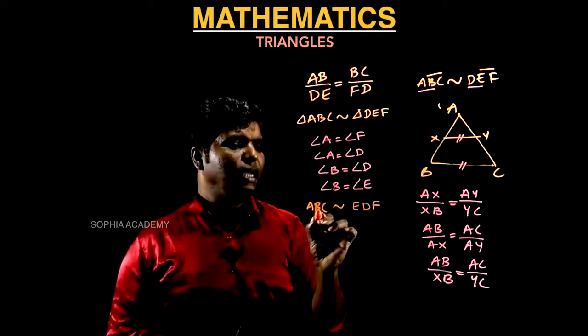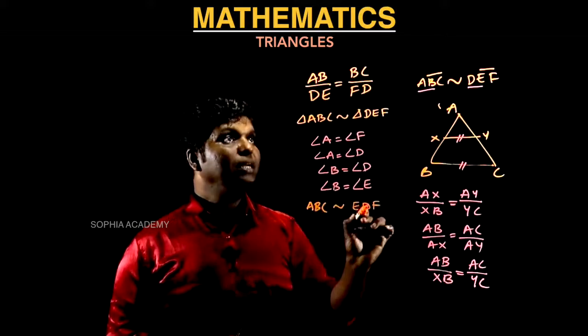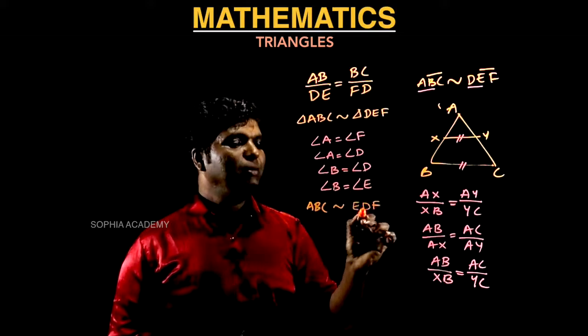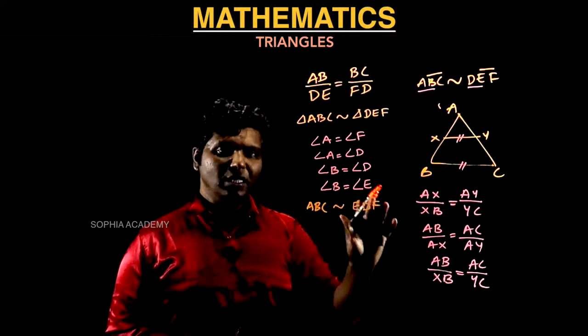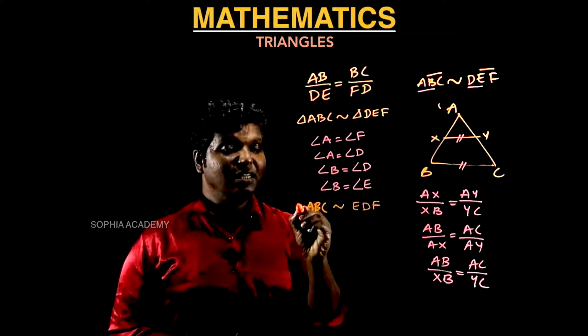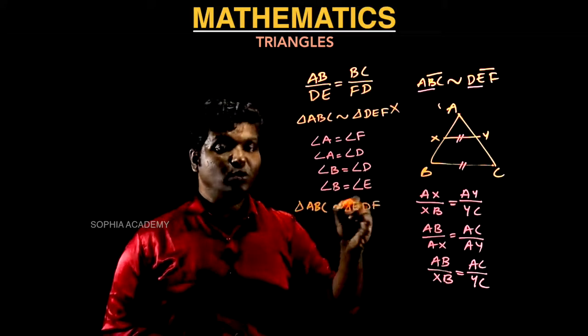AB by DE. Is it AB by DE? It is same. Then BC by FD, BC by FD. BC is the second and third, FD, second and third, right? So now this is the actual one. So we can say that this is the similarity, not this one. This is the original similarity.